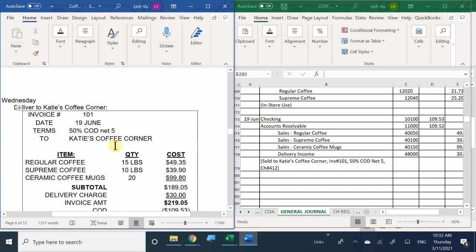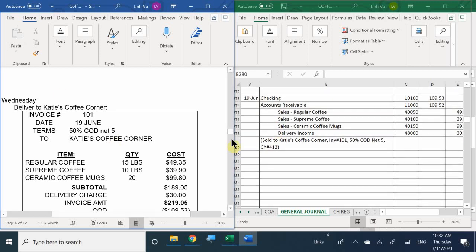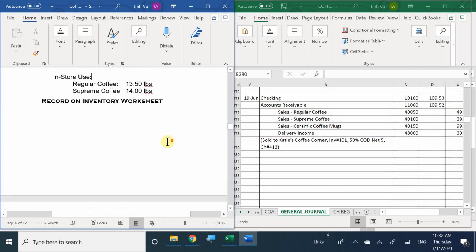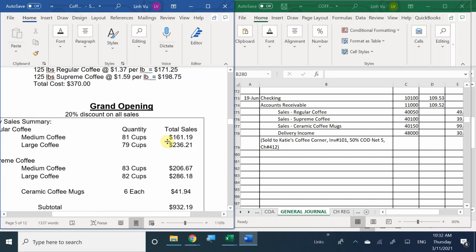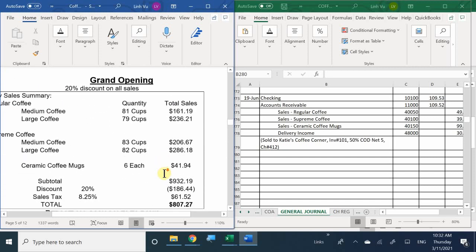Okay, so now that we have all this information, we've already entered the invoices in Katie's Coffee Corner section, right under the customers. We've also updated Albert's commissions. Now there is only one more thing left to do, and what is that? Oh, whoa, what do we also have to do here?